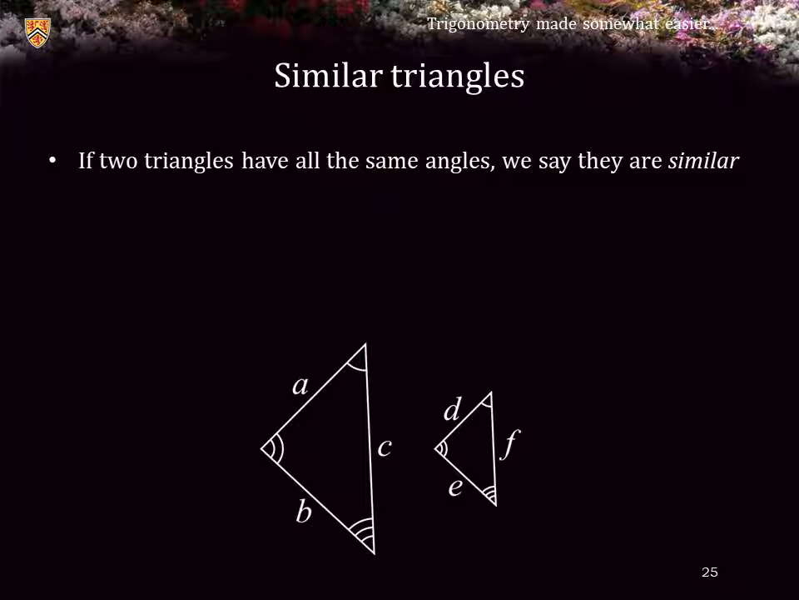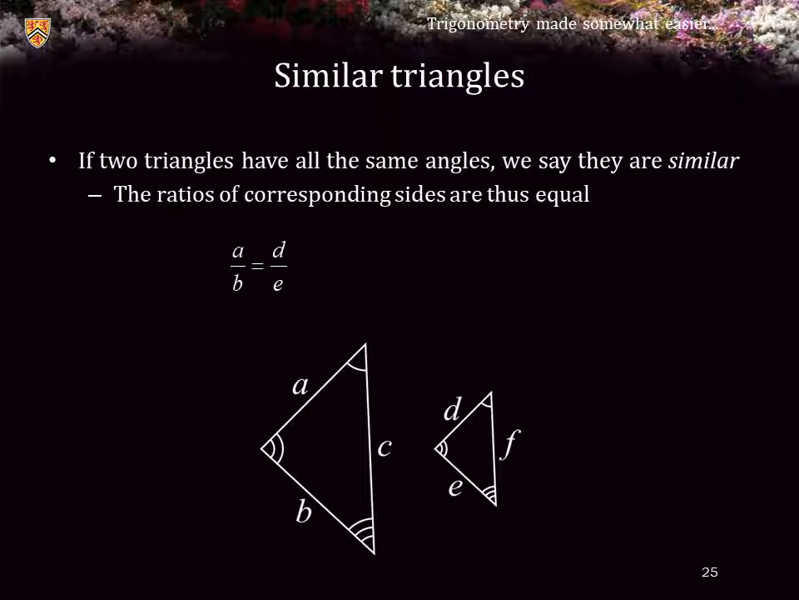Now we're going to carry on with similar triangles. Two triangles, as seen below, are said to be similar if all of their angles are the same. And what this means is that the ratios of corresponding sides must also be equal. So for example, the ratio of the length A over the length B must equal the ratio D over E in the second triangle. Similarly, the ratio A over C must equal the ratio D over F, and finally, the ratio of C over B must equal the ratio F over E. So as long as you have two triangles that are similar, then the corresponding ratios of the lengths of the sides must also be equal.